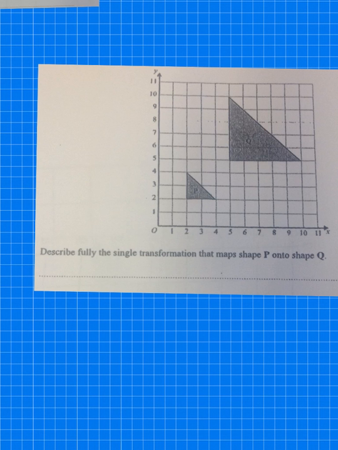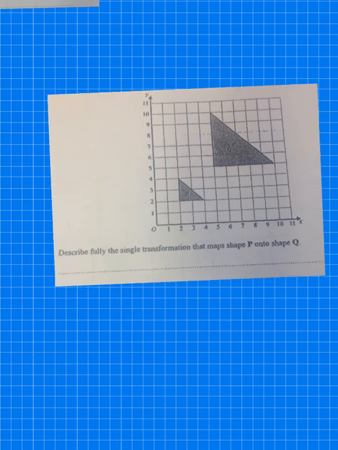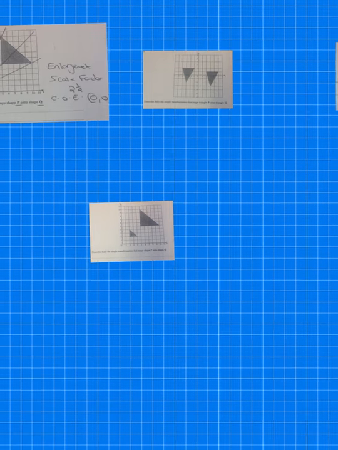Okay, so the next question here is describe fully the single transformation that maps P onto Q. Here's P, here's Q. Of course, we know there are four types of transformations. There's reflection, rotation, translation, and enlargement. So we'll have to work out how we've got from here to here. So if you pause the video for a minute, I'll put the answers up.